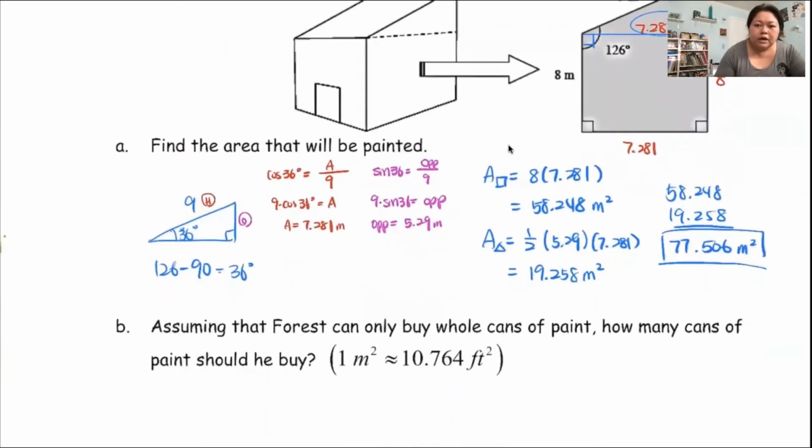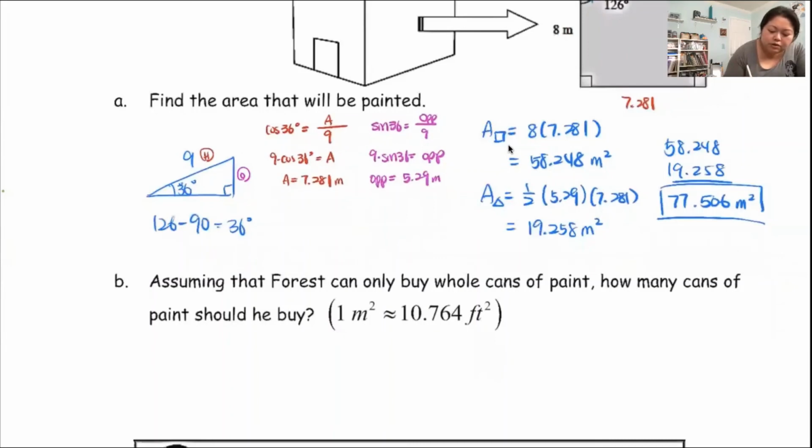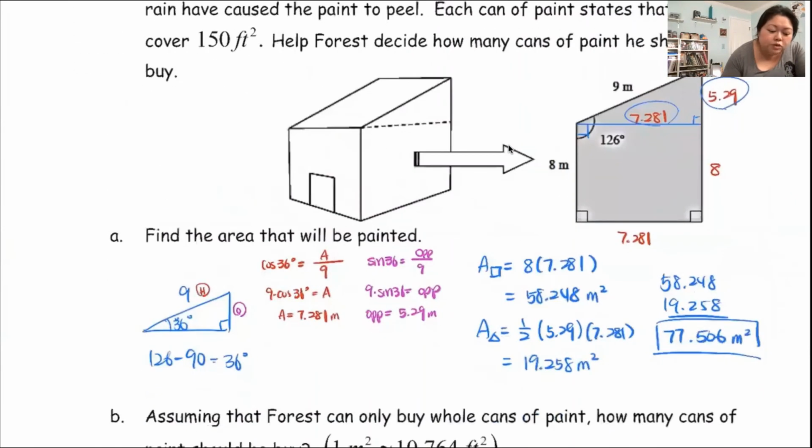Okay. Assuming Forrest can only buy whole cans of paint, how many cans of paint should he buy? So first of all, we got to change these to square feet because this is square meters, right? So 1 square meter equals 10.764 square feet. So I go 77.506 times 10.764. That will give me 834.275 square feet. And then each can only paints 150.